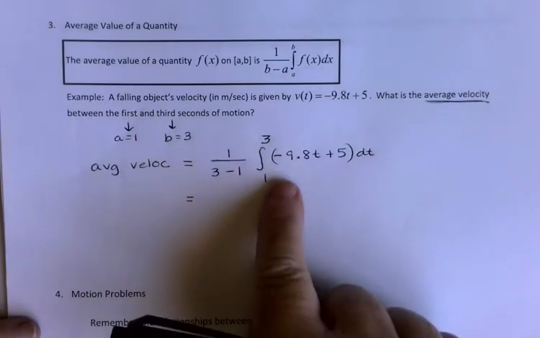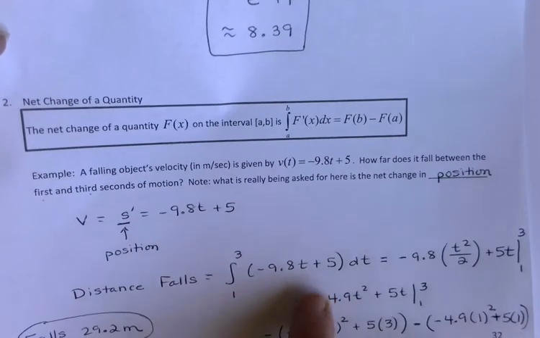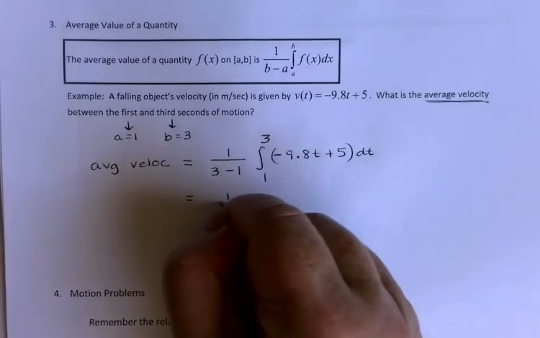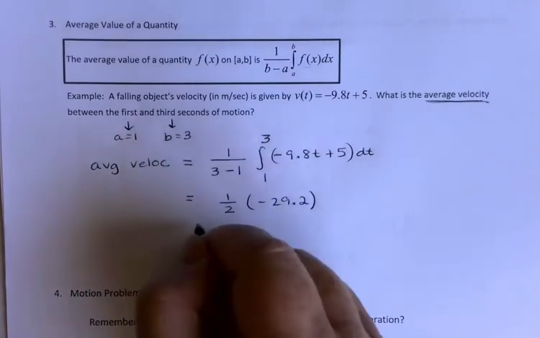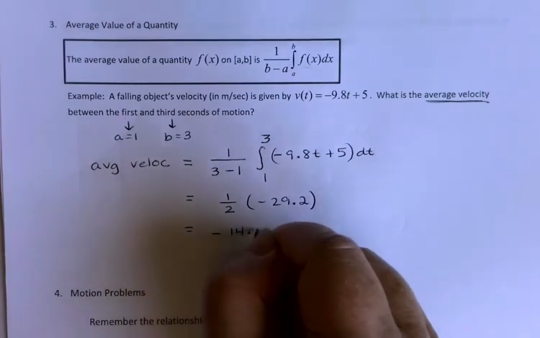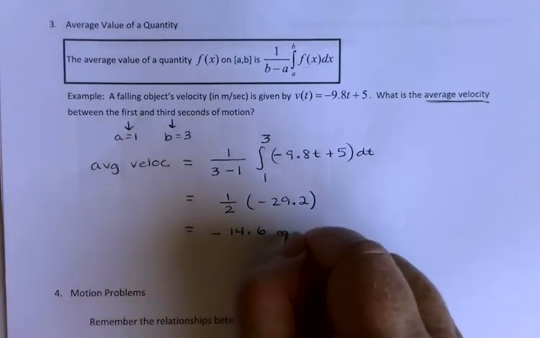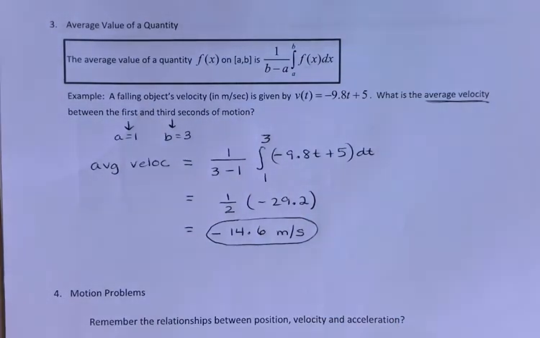Right? Now this is the integral we just did. We just calculated the value of that integral, and we got negative 29.2. So I have 1/2 times that negative 29.2, which would be negative 14.6 meters per second. So the average speed, or velocity if we include the negative, would be 14.6 meters per second over the course of those 2 seconds.